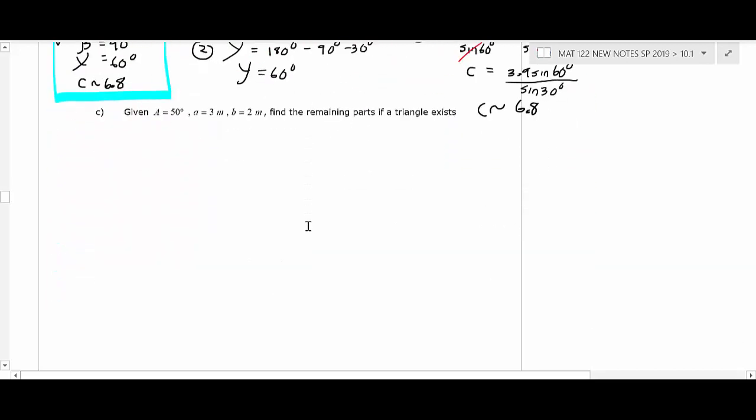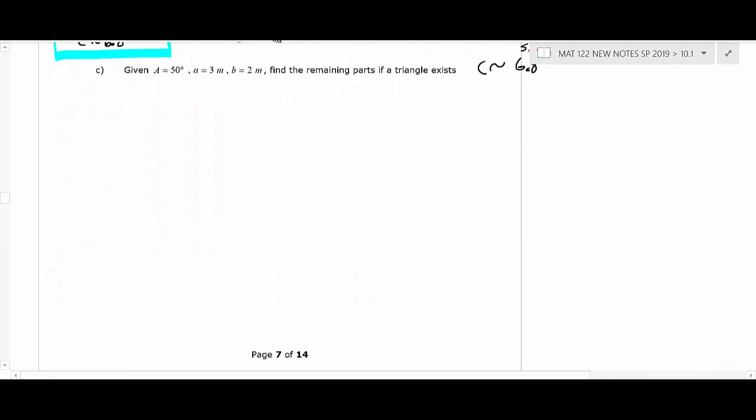Okay, let's move on to this next one here and see what we're getting ourselves into here. All right, so again, I'm just going to draw a triangle. So I'm going to label this time, that's A, that's 50 degrees. I've given side A, opposite that is 3 meters. And let's see, this time I'm going to call that B.